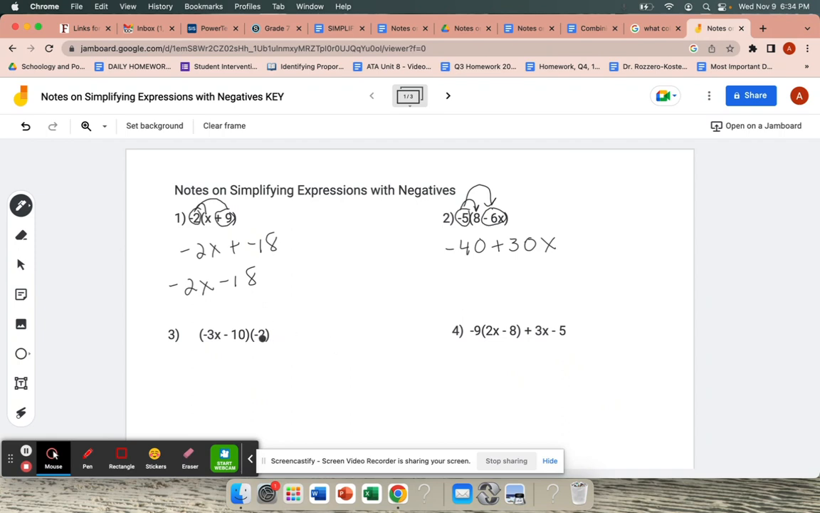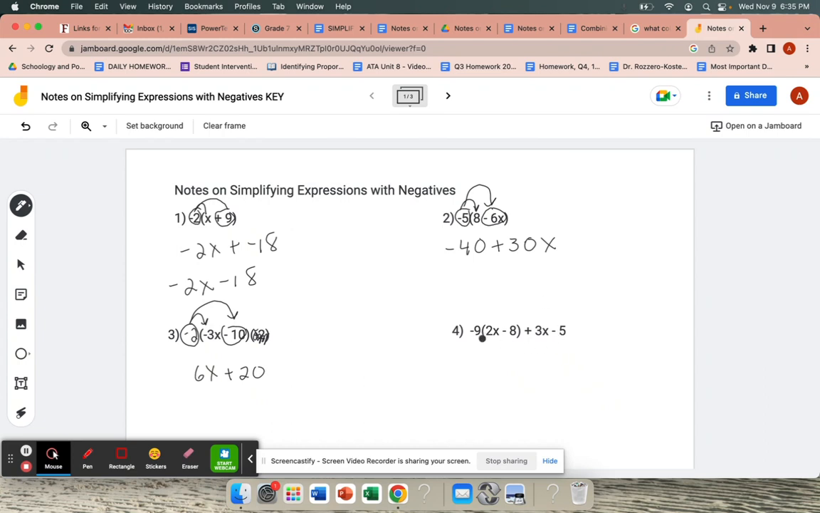Now, this next one, it's written backwards. I don't like to do it. So I'm going to move the negative 2 up here. And I'm going to circle the negative 2 and the minus 10. And I'm going to distribute. A negative times a negative is a positive 6x. Negative 2 times negative 10 is plus 20.